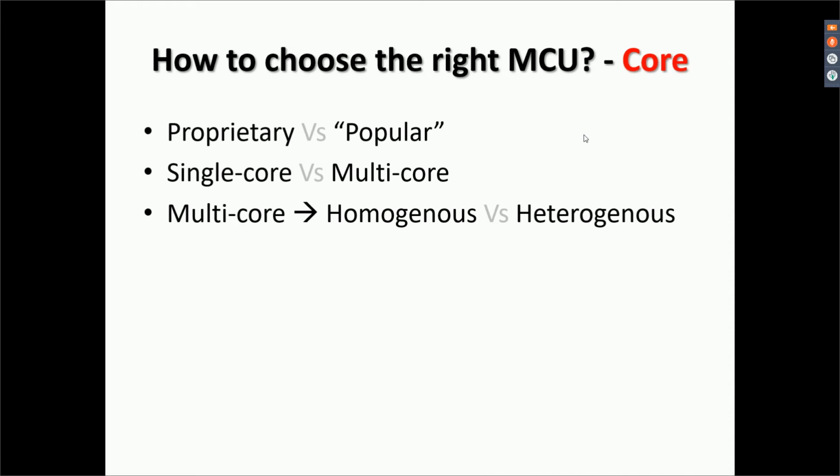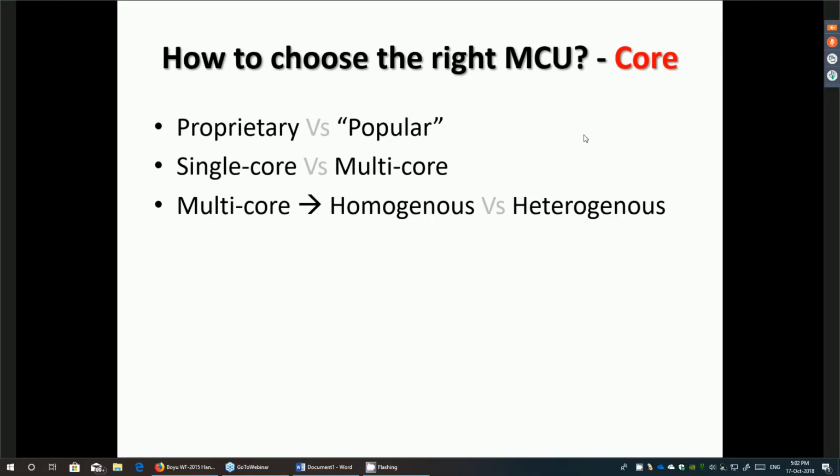So the first aspect that I'd like to talk about in choosing a microcontroller for a given application is the core. By core, we are talking about the CPU, the central processing unit, right? So core, there are different types. So you have what is known as a proprietary core and a popular core.